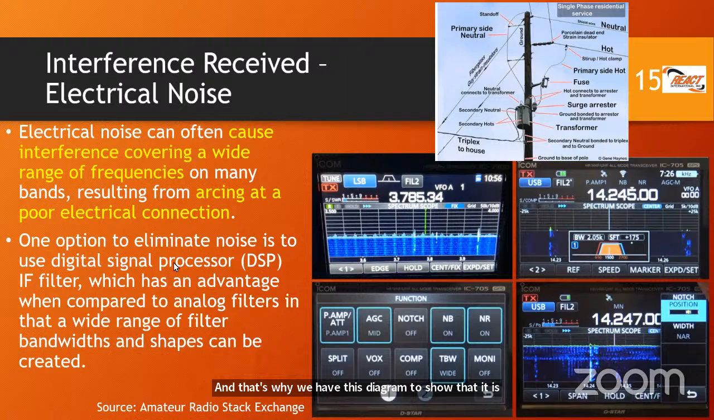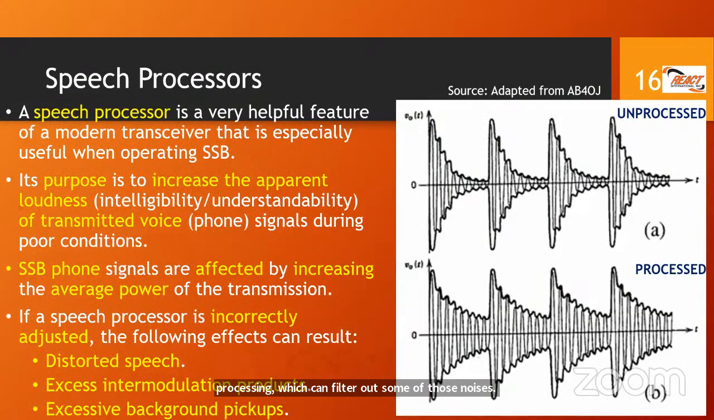All right, so we have some extra information here. Not on the exam, but talking about use of digital signal processing, which can filter out some of those noises. Extra information. All right, so let's do probably a couple more slides before we take our break.